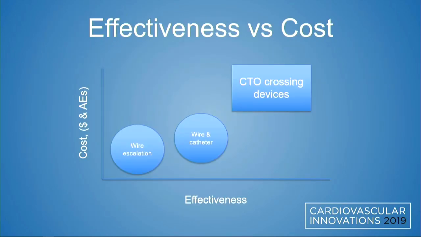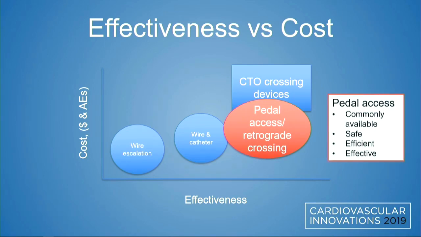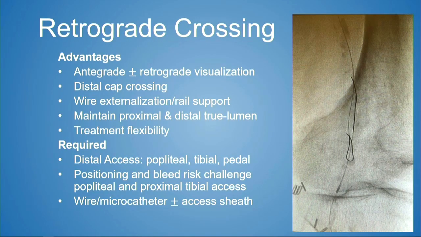So in my practice, I think the pedal axis, as has been extensively described here, is really the approach I tend to take before reaching for these devices. It's commonly available, safe, effective, and efficient, and I think to the points that have been made earlier, these devices do play a role, but I think having that bailout strategy is really important. Retrograde crossing, for all the reasons that we've previously discussed with tibial-pedal axis, can be helpful.